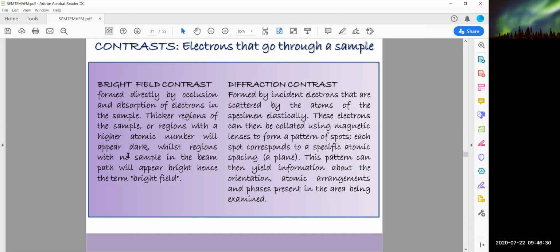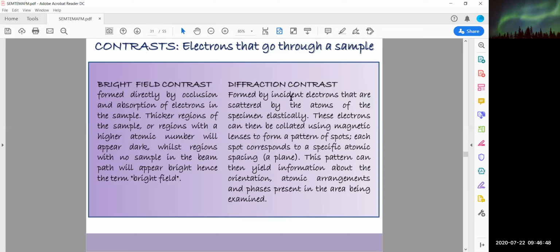Okay, we go through it again. Regions with a higher atomic number will appear dark, while the regions with no sample in the beam path will appear bright, hence the term bright field.